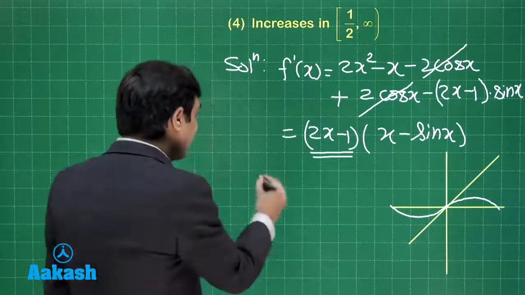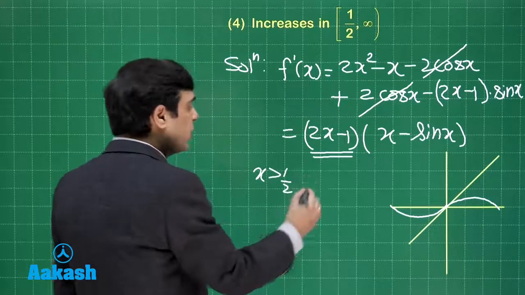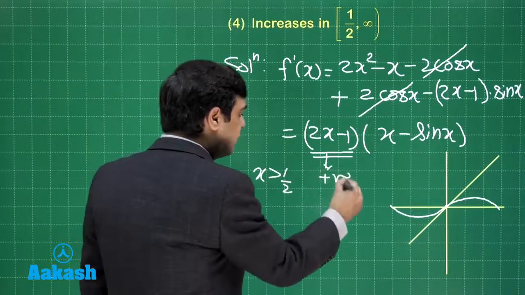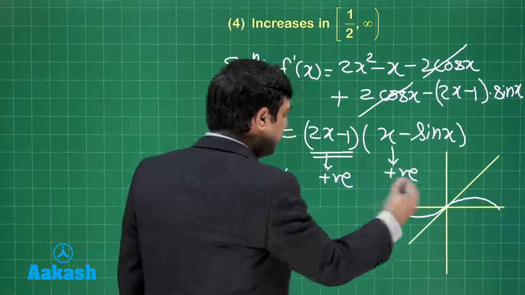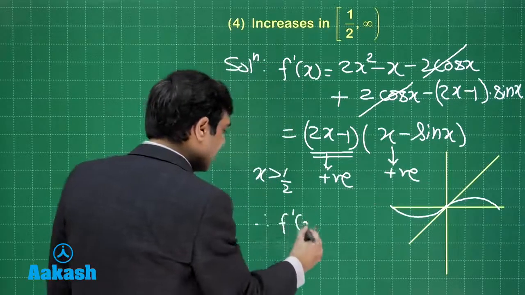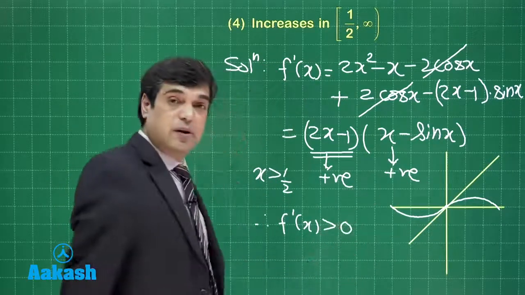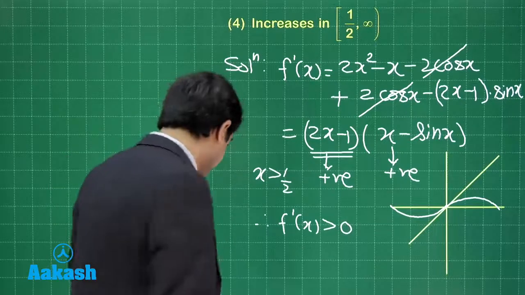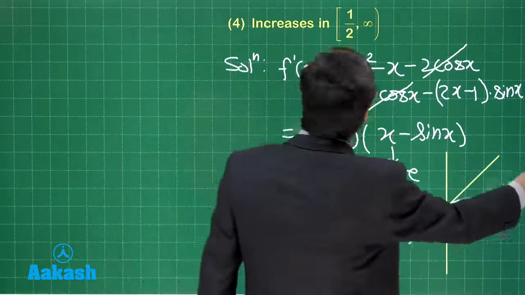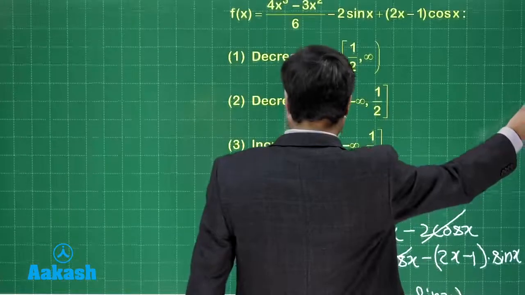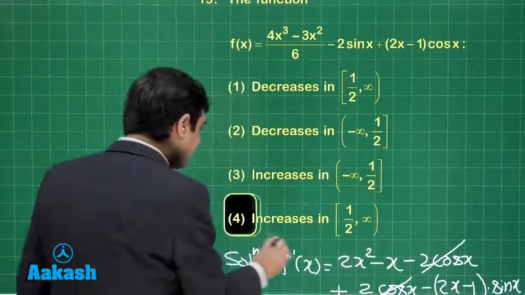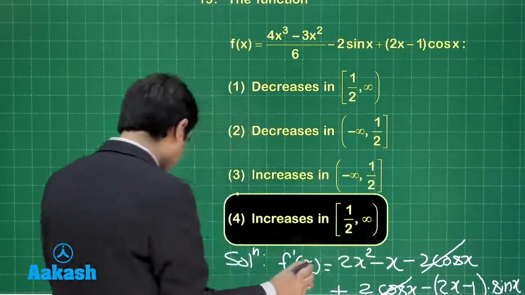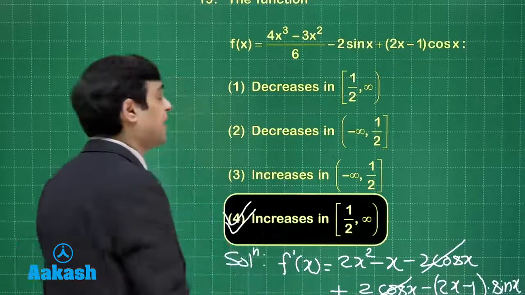About half, when x is greater than half, what is going to happen? This is positive and this is also positive. That means f dash x is greater than 0. Function is strictly increasing for this interval. So here, when you look at the given options, it is given that it is increasing in the interval half to infinity. So yes, this is the correct answer.